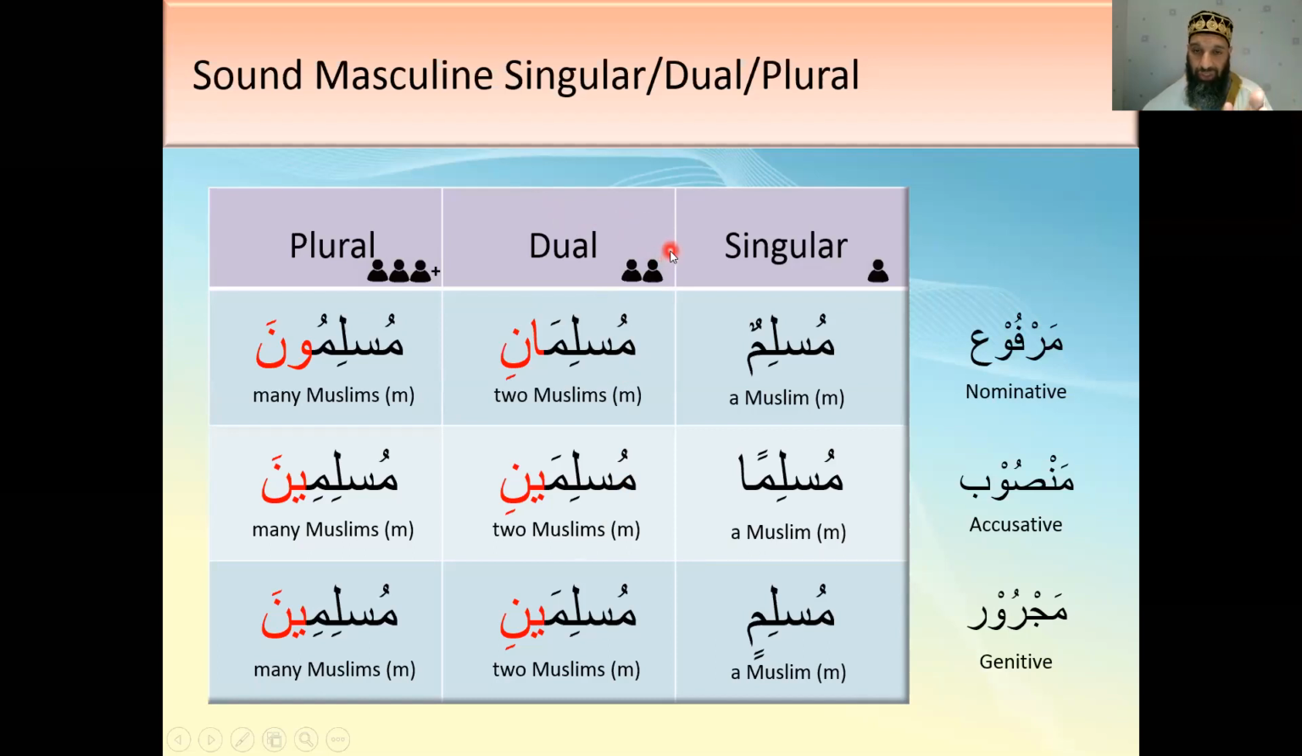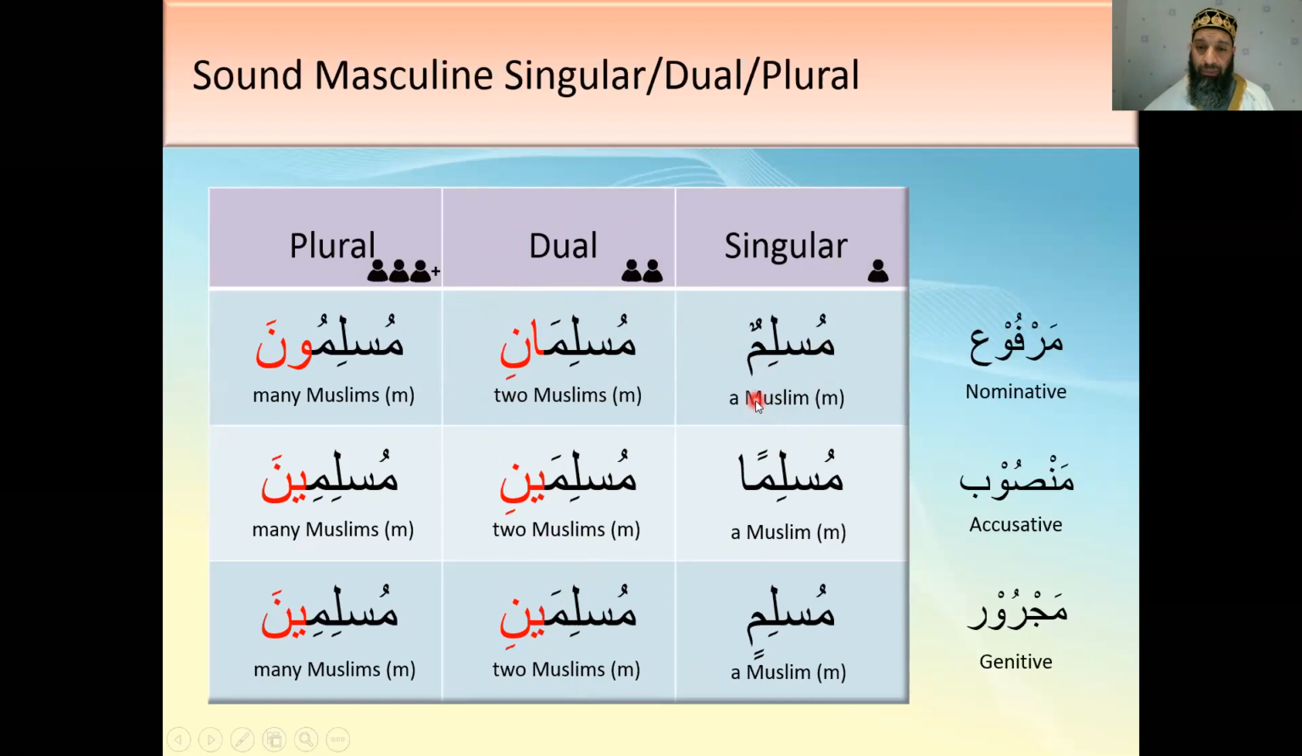I'll give you a cut down version. And what the cut down version is, delete all the duals. The dual column, imagine it doesn't exist, because dual doesn't come up so much in Arabic, in the Quran, as much as singular and plural does. Right, so yes, cross that out if you're struggling. If you're not struggling, then do it all because you're going to benefit more, inshallah.